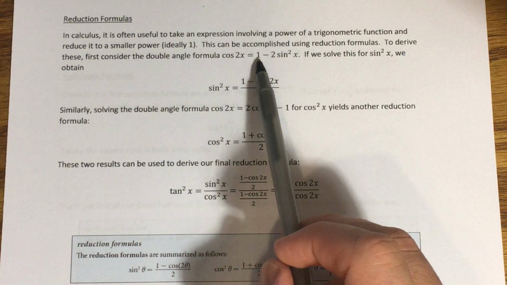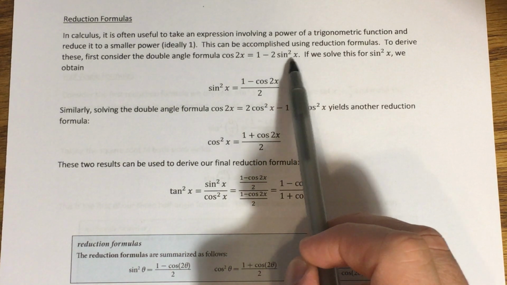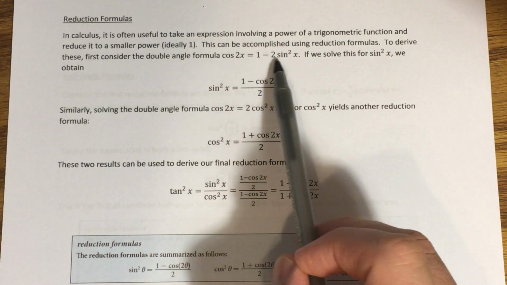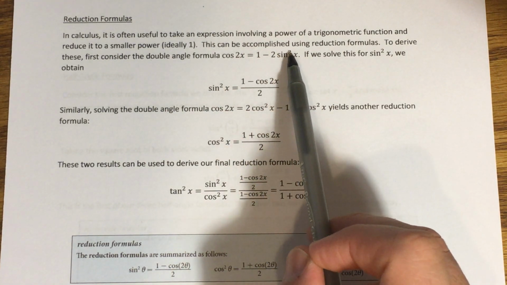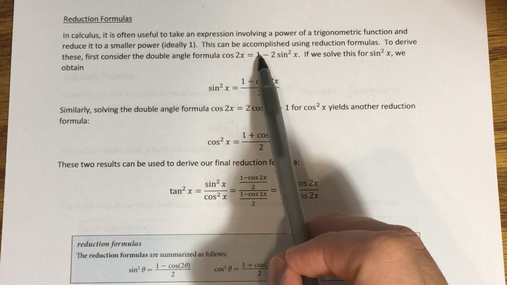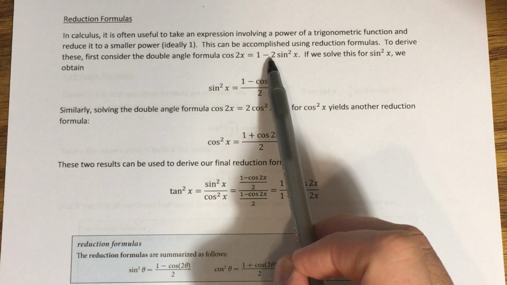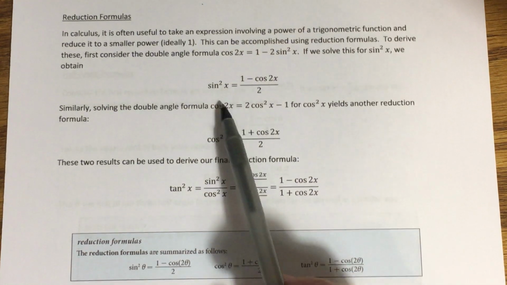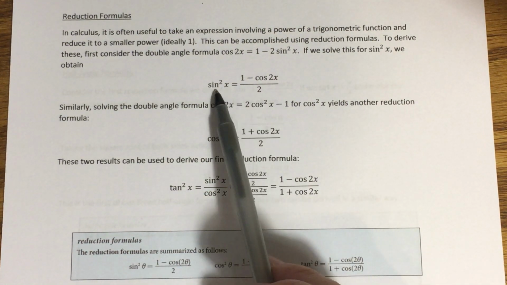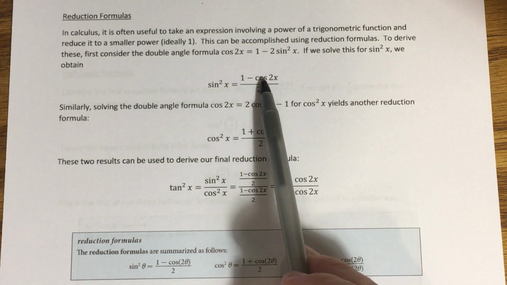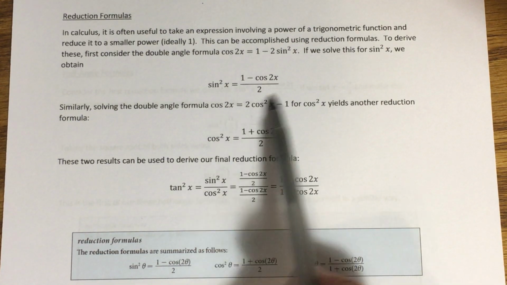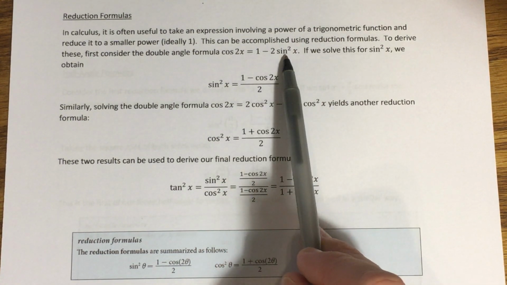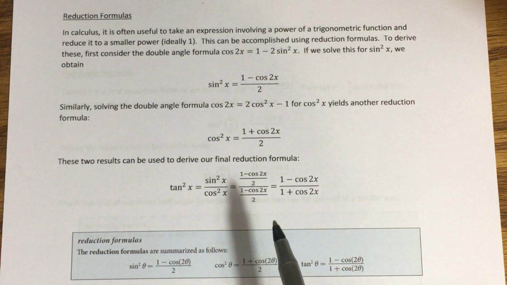Cosine of 2x equals 1 minus 2 sine squared of x. I'm going to solve this equation for sine squared of x. I could subtract 1 from both sides and then divide both sides by -2. And what that's going to simplify down to is sine squared of x equals (1 minus cosine of 2x) over 2. So again, that just came from solving this double angle identity for the sine squared.